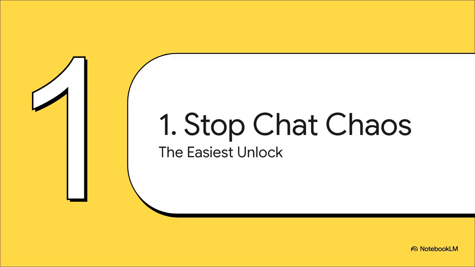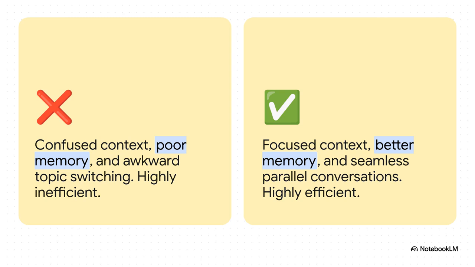Okay, let's kick things off with the single biggest and easiest unlock you can make. It is time to stop using that one long, confusing chat window with your agent. Seriously, this one change is going to solve a ton of problems right off the bat. Now, here's what's really happening. When you mix everything, coding, research, personal reminders, into one giant thread, you're forcing the agent to cram that entire jumbled history into its context window.